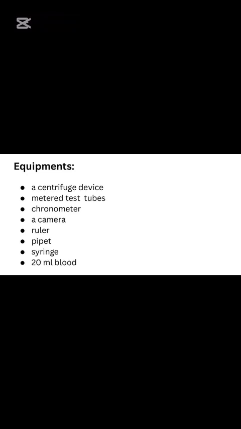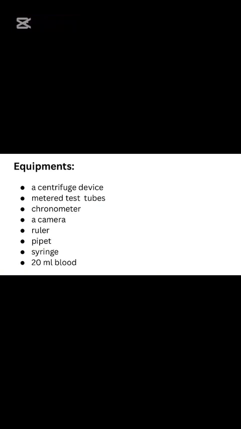The equipment I need for this experiment is a centrifuge device. It spins the blood to separate it into plasma and red blood cells. The test tubes hold the blood during the experiment. A chronometer measures how long it takes for the blood to separate. A camera records the experiment to watch the separation process.